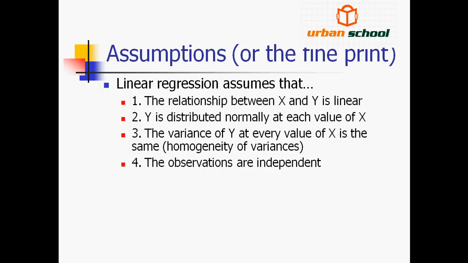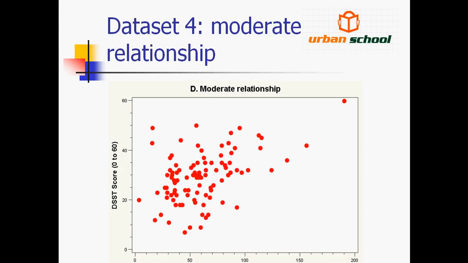Now in linear regression we assume that x and y have a linear relationship. Y is distributed normally at each value of x. The variance of y at every value of x is the same, and the observations are independent.